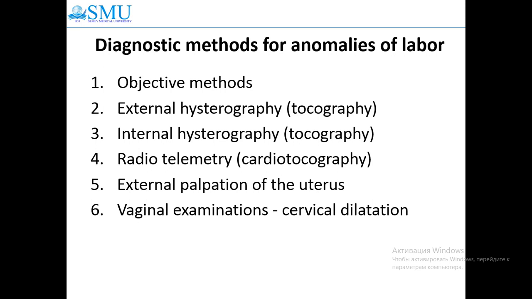Diagnostic methods for anomalies of labor. First is objective methods. Second, external hysterography, also called tocography. Third, internal hysterography, it's also tocography. Fourth is radiotelemetry, cardiotocography. Fifth is external palpation of the uterus, and sixth is vaginal examination, examining cervical dilatation.